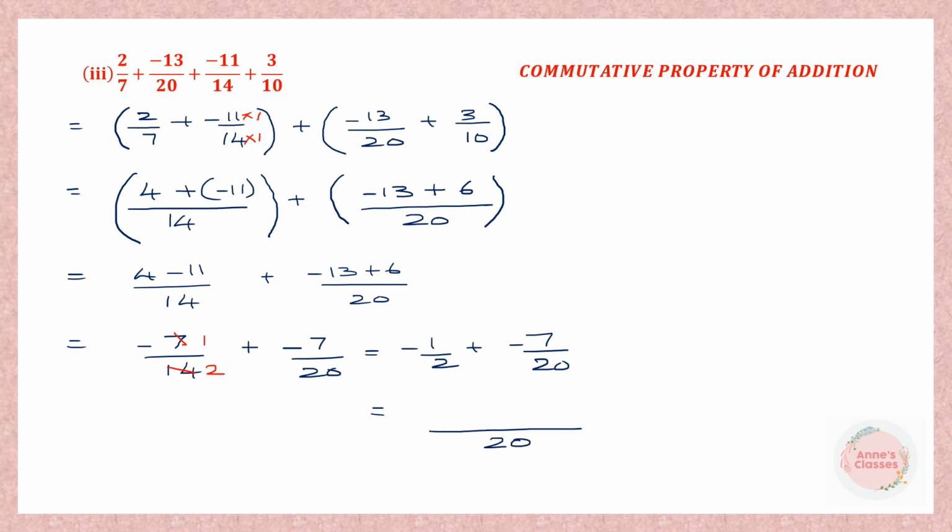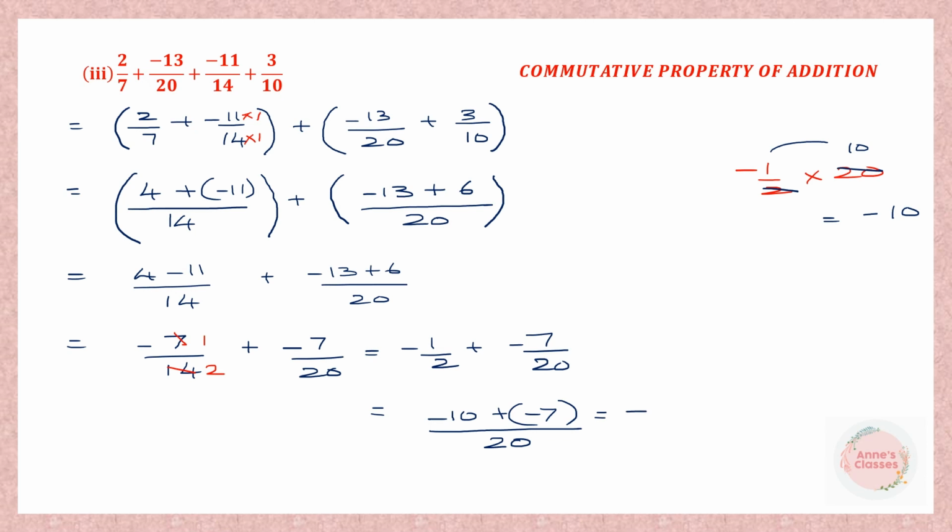So let's take the first rational number, minus 1 by 2, multiply it with the LCM, that is 20. Cancel 2 and 20. 2 10s are 20. Multiply these two, it becomes minus 10. So let's write that, minus 10. Now look at the second rational number. The denominator is 20 itself. So we can write this as it is, that is minus 7.